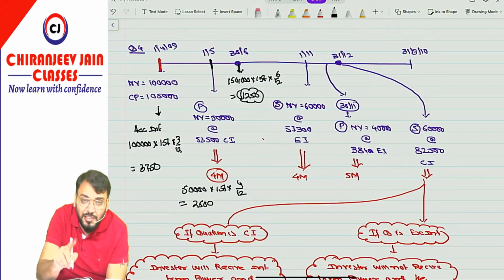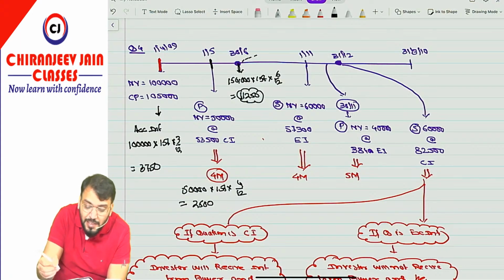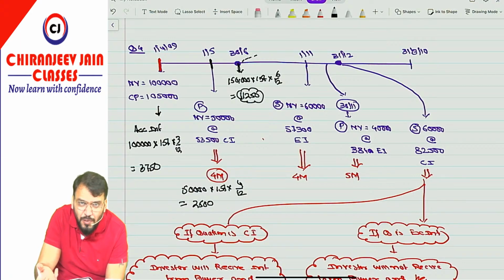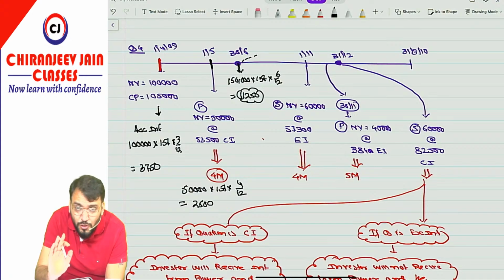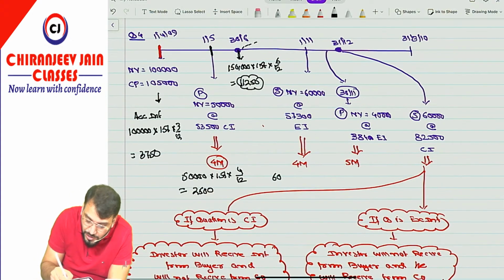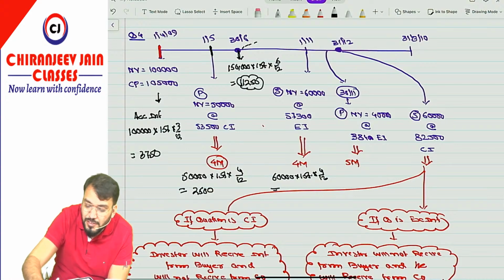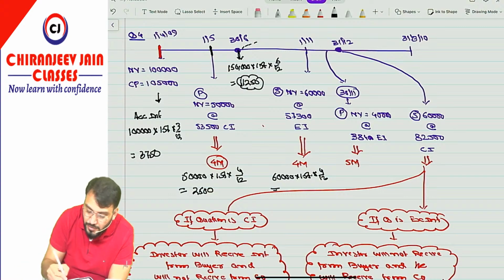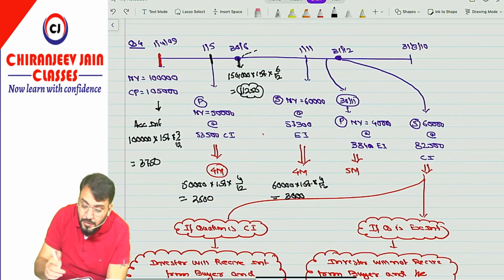Then on 1/11 we have sold 60,000 nominal value at 57,300 ex-interest. On 1/11, the last due date is 30th June. So from 30th June to 1st November, it is July, August, September, October, 4 months. So the 4-month interest will be received on which amount? On 60,000 into 15% into 4 divided by 12. That is 3,000. Correct? Yes, sir.